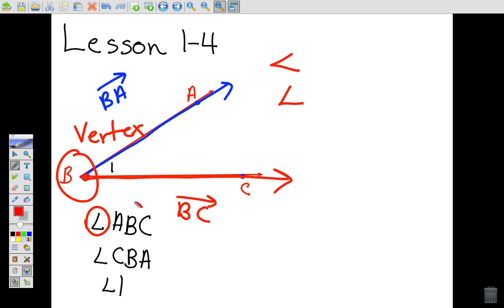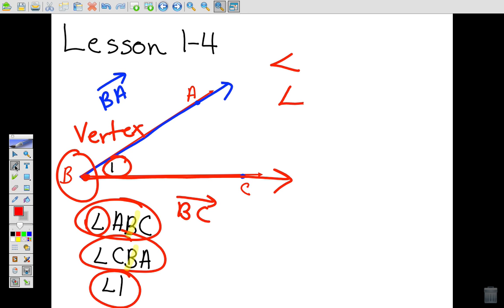Now, I could name this angle ABC. I could also name it angle CBA. What does make a difference is the vertex. The vertex has to be in the middle. So notice that my vertex is always in the middle. That is a requirement. Now, I also could throw a number in there and make a shorter way for the notation. Just call this angle 1.